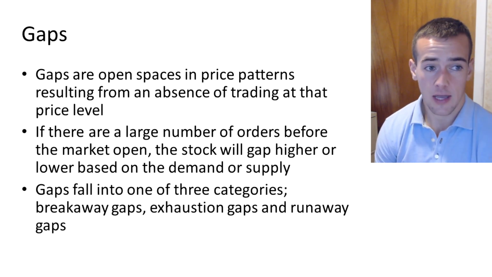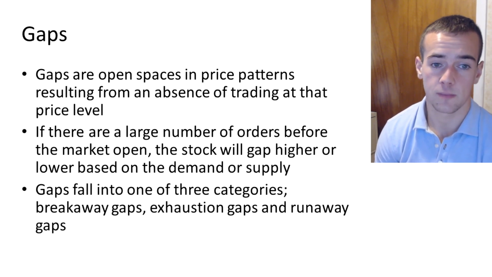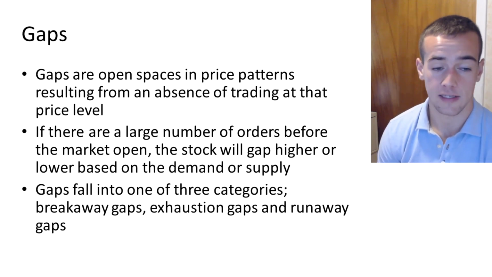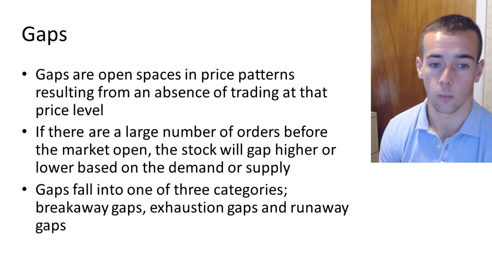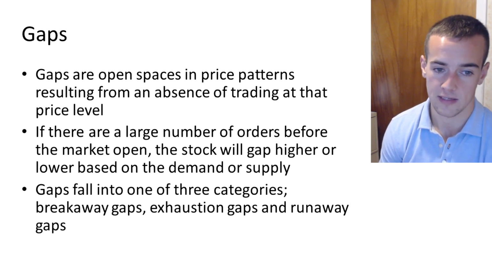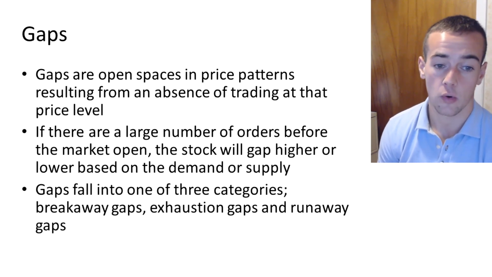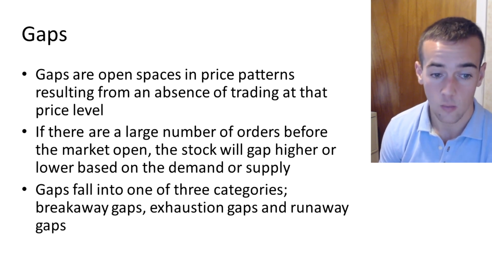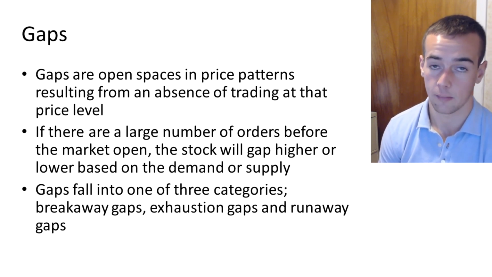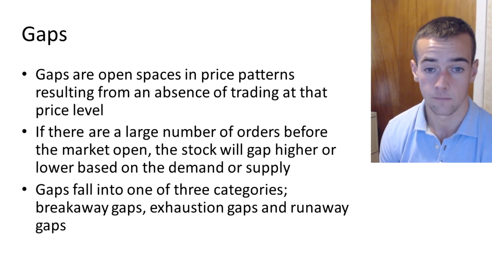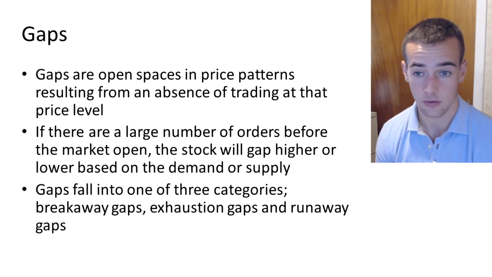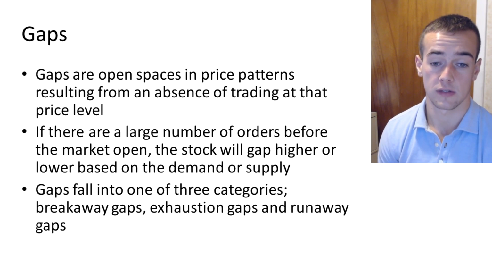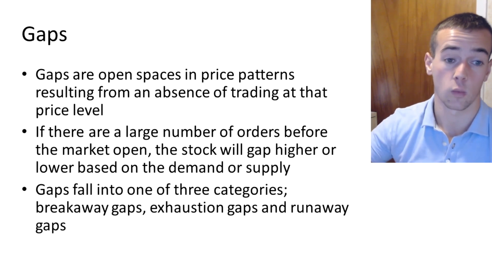So next we're going to talk about gaps. Now, gaps are open spaces in price patterns resulting from an absence of trading at that price level. So how does a gap form? Well, basically, if there are a large number of orders before the market opens, the stock will gap higher or lower based on the demand or the supply. Now, gaps are going to fall into one of three categories. You have a breakaway gap, an exhaustion gap, and a runaway gap. And you guys should be familiar with all of these things. It's very similar to the three different types of lateral stock movement. And just like that, two of these gaps are healthy gaps, and one of these gaps is considered to be an unhealthy gap, and one you would want to watch out for.